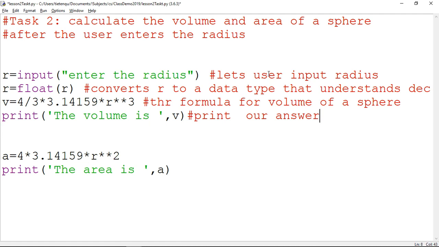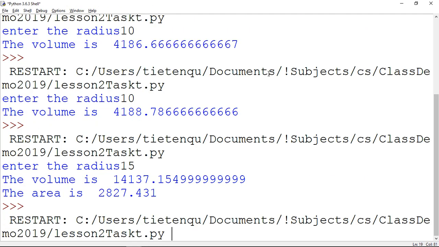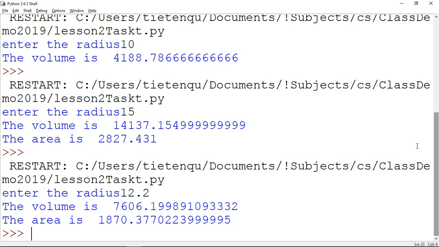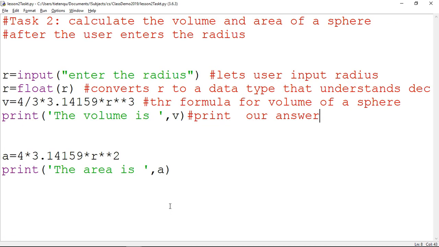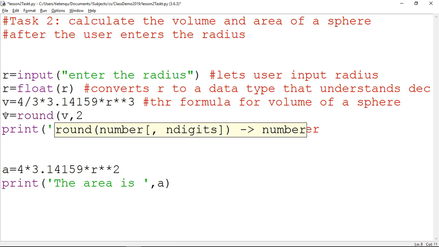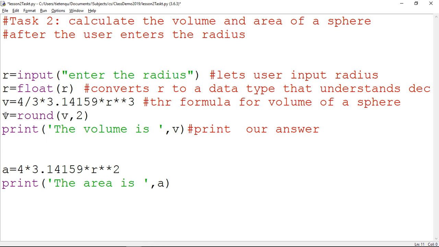Okay. Now the only thing I don't really like about this is, let's say I put in a 12.2. See this long chain of decimals at the end here? We don't really need all of that. Let's maybe keep a couple of them. So I'm going to round it first. I'm going to say V is equal to round V comma 2. That'll give me 2 decimal places.